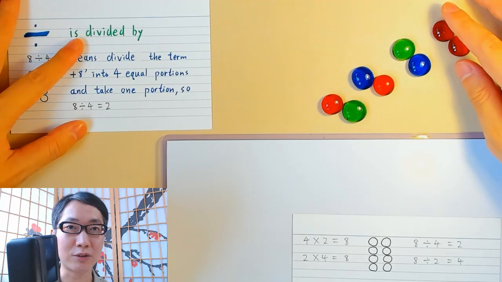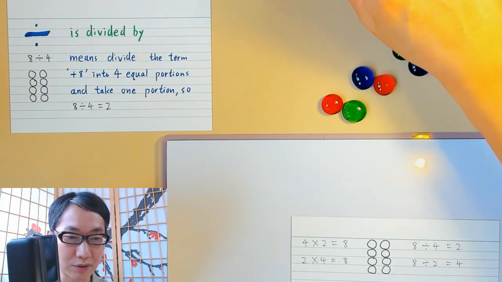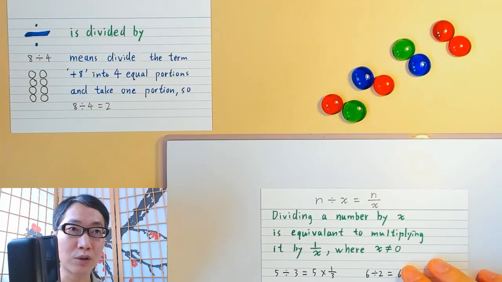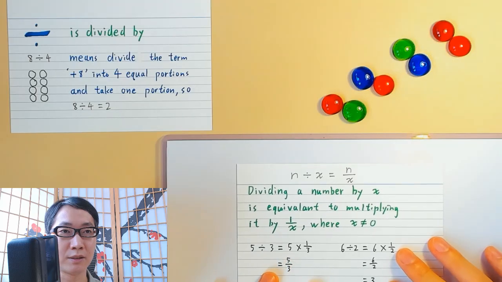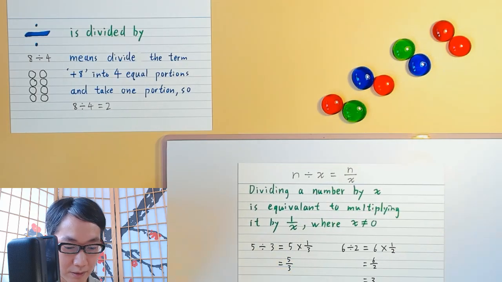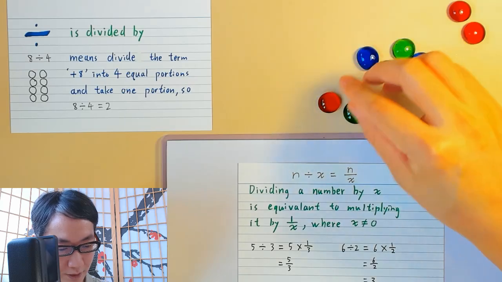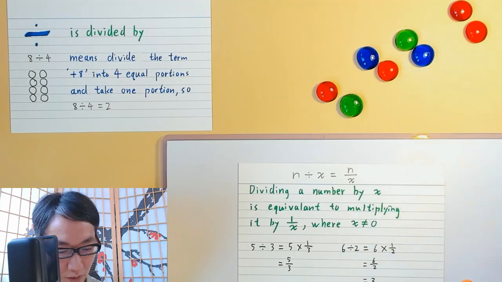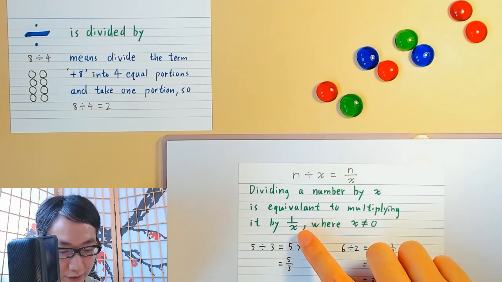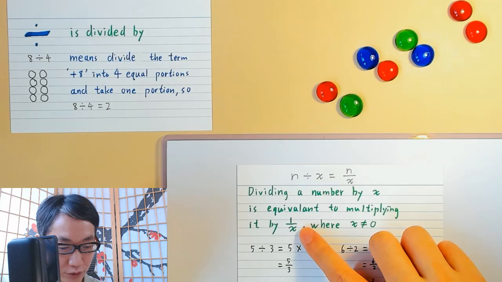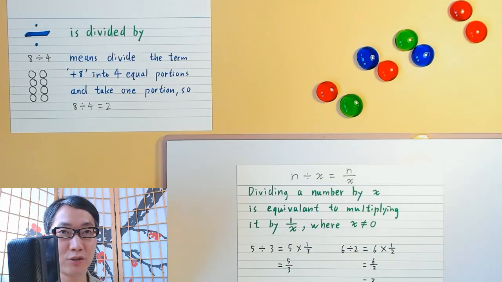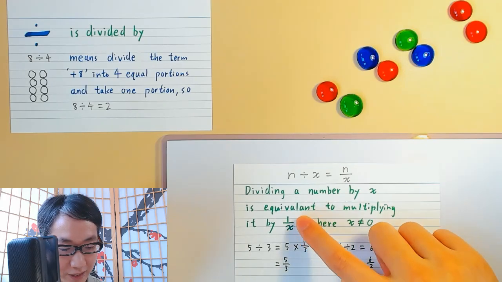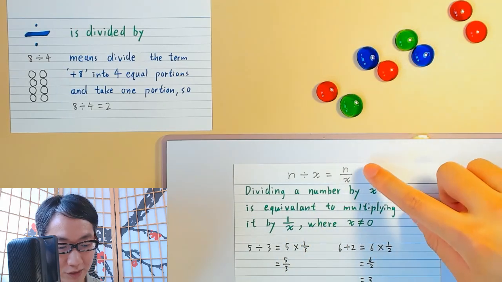So during calculation, whenever we see the division sign, we can change it to a multiplication symbol. And how do we do that? n divided by x is equal to n over x, or n multiplied by 1 over x. So this is a fraction, and we'll talk more about fractions in the fraction video. But for now, you can read this as 1 over x. It is like 1 is divided by x.